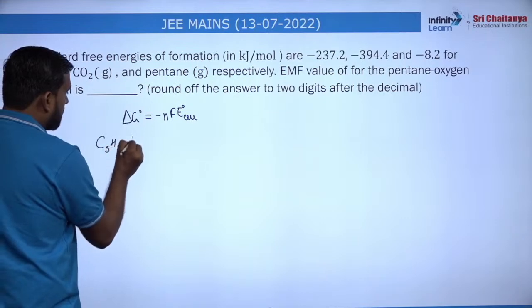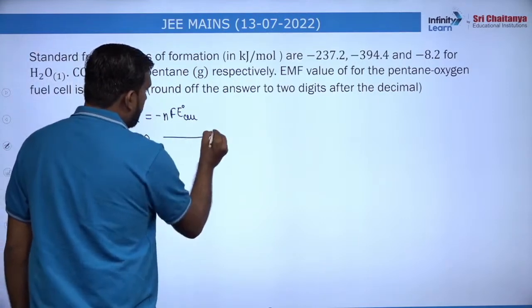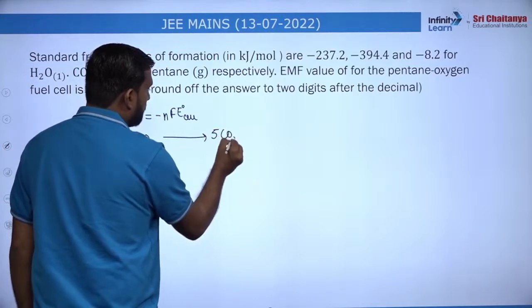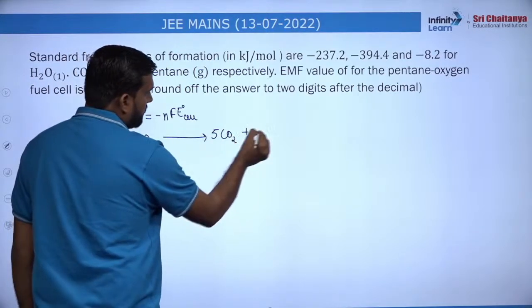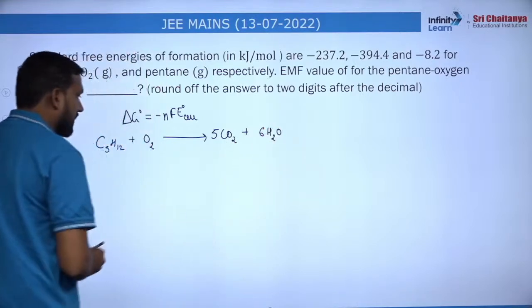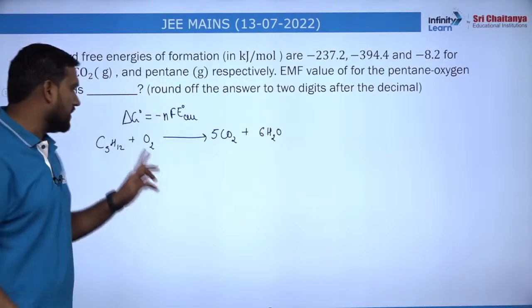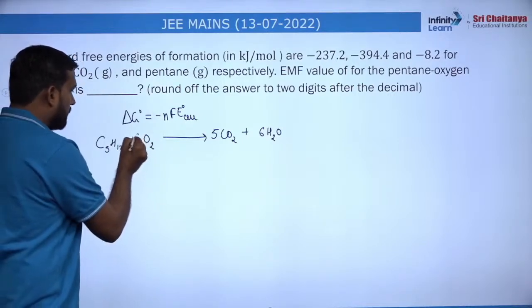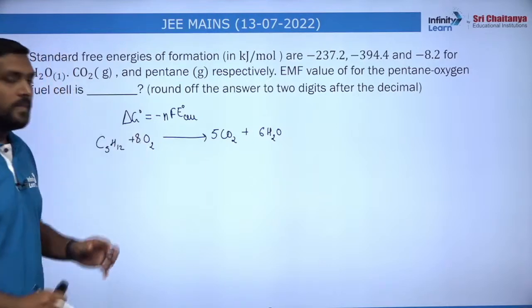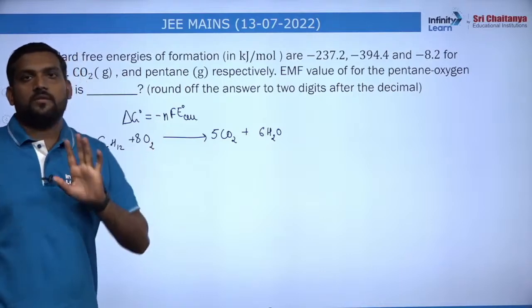Okay, and when it is combusted with oxygen, it will produce 5 moles of CO2 and 6 moles of water. You have to balance the equation, remember that. You don't need to balance oxygen here, though you can. It will be 8 O2. If you balance it out, it comes out to be 8 O2, but you don't need to balance because delta G naught for O2 formation is always taken as 0.